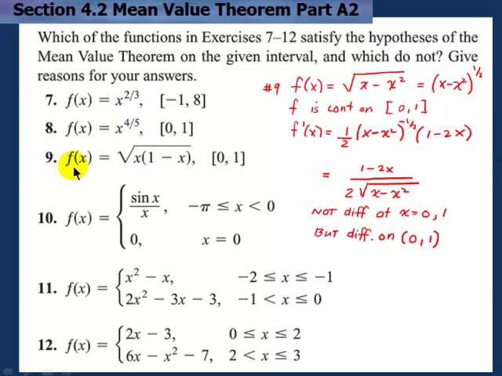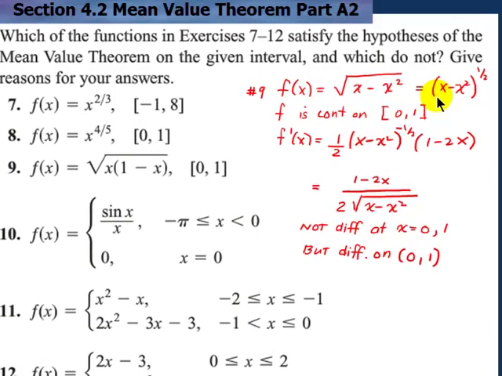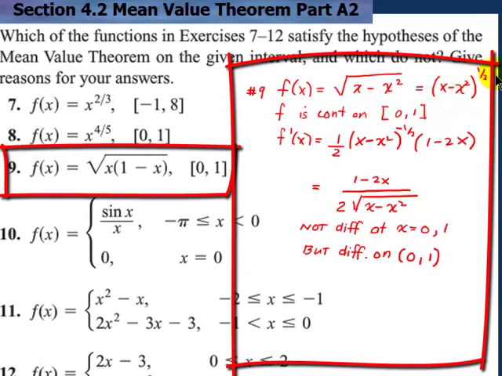Another way of writing number 9, f of x equal to the square root of x times quantity 1 minus x on the interval from 0 to 1, is just to multiply this through so that we can differentiate it easier. Then another way of writing f of x would be the square root of x minus x squared, or defining it in terms of its power, the quantity x minus x squared raised to 1/2. And this is continuous in the closed interval from 0 to 1.